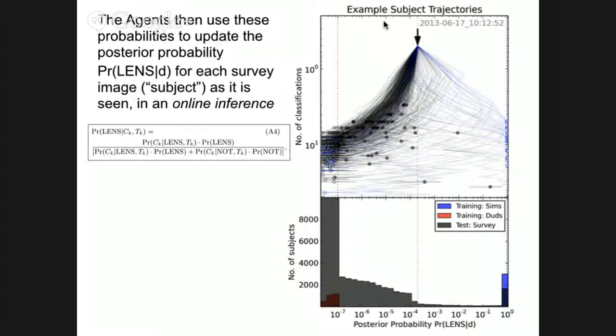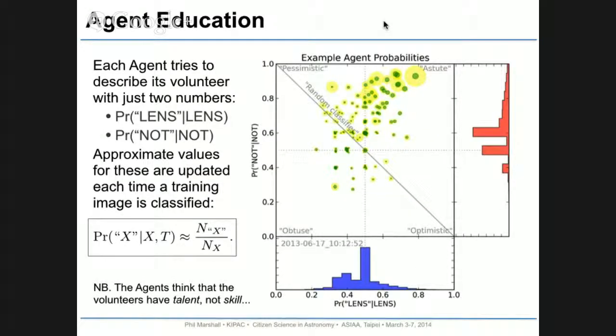Its symmetry. I should point out that the people who are obtuse down here are actually just as useful as the people who are as astute over here, it turns out, when you go through the math.